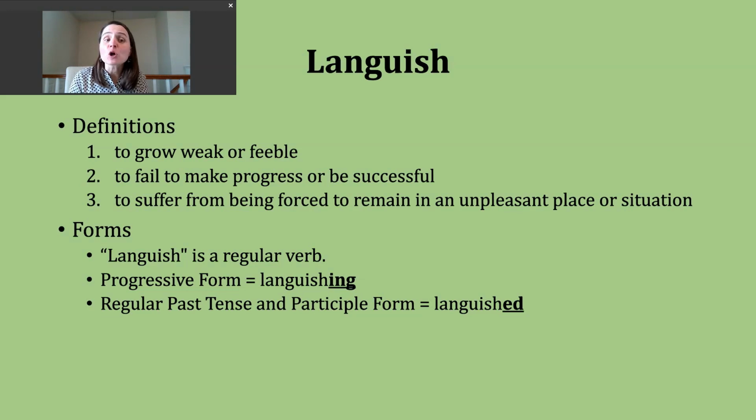You should know that the verb languish is a regular verb. To make the progressive form of this verb, all you need to do is add -ing to form languishing. The past tense and participle forms of this verb can be made by adding -ed. Our base verb, languish, ends in an unvoiced sound, and that means when I add the past tense ending, I'm going to make a T sound. So it should sound like this: languished, languished.